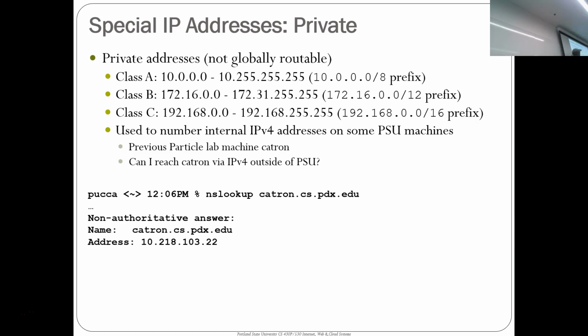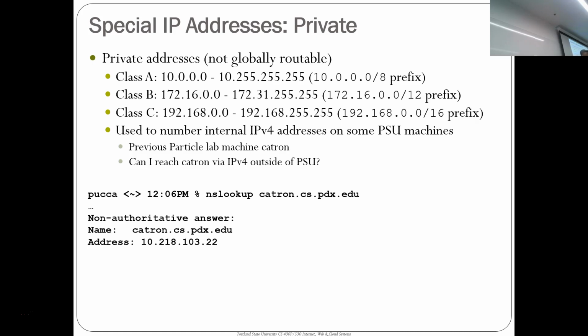So a lot of the machines now, for example, in the Linux lab, the particle machines, all those machines are using the 10 prefix. So you can't SSH into those things because they have a private IP address. You have to come into Portland State and then SSH into one of those particle machines.